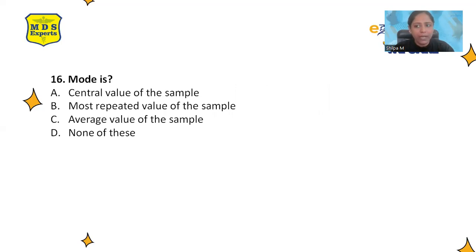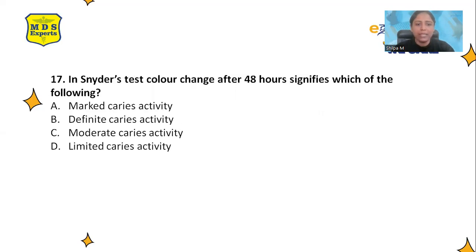Now we come again to a biostatistics question. Mode is. So mode is a measure of central tendency. You have other measures of central tendency like arithmetic mean and median. Mean is the average value of the sample. Median is the middlemost value in a set of observations. So the most repeated value of the sample is the mode. Choice B is the right answer.